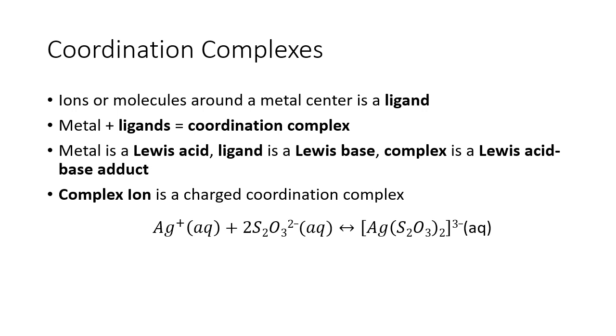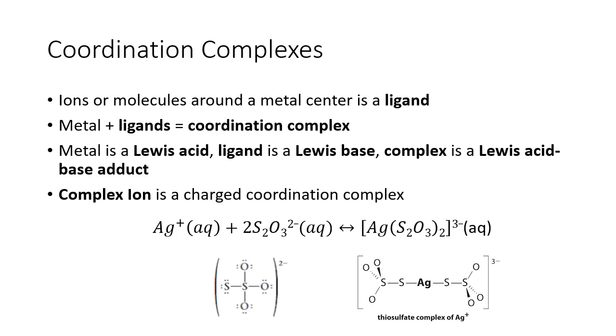The thiosulfate is the Lewis base, the silver is the Lewis acid, and the silver thiosulfate is the Lewis acid-base adduct. You can see that the thiosulfate has many lone pair electrons available. When we put the silver and the thiosulfate together, the sulfur and the silver form a coordinate covalent bond, and we get a silver thiosulfate coordination complex.